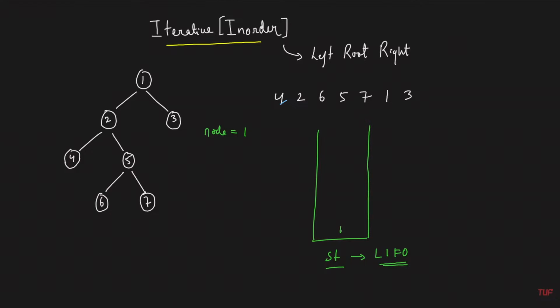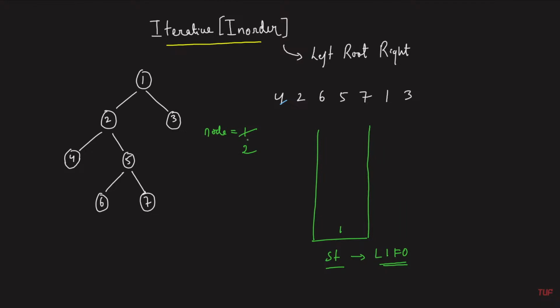Once you have put it into your stack, even if there doesn't exist a left, you just take the left of 1. So in every iteration, if the node is not null, you take it and put it into your stack and you move to the left, similar to recursion where you move to the left.